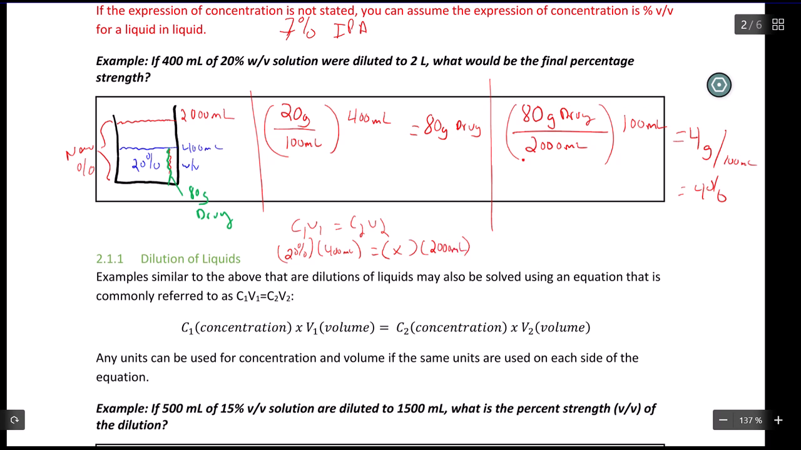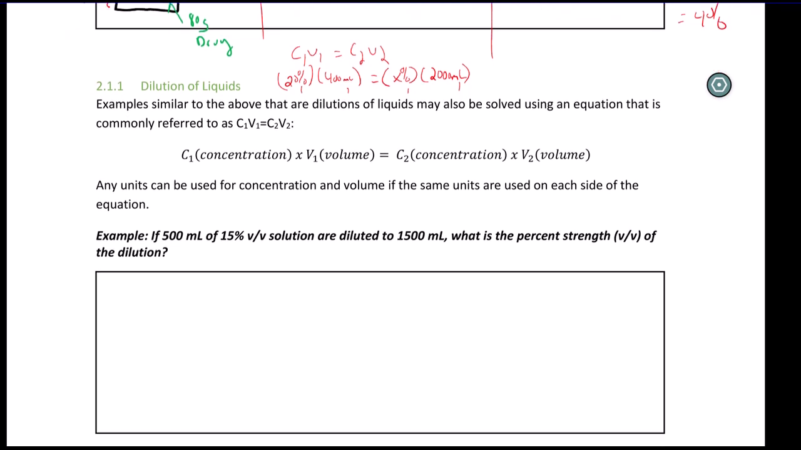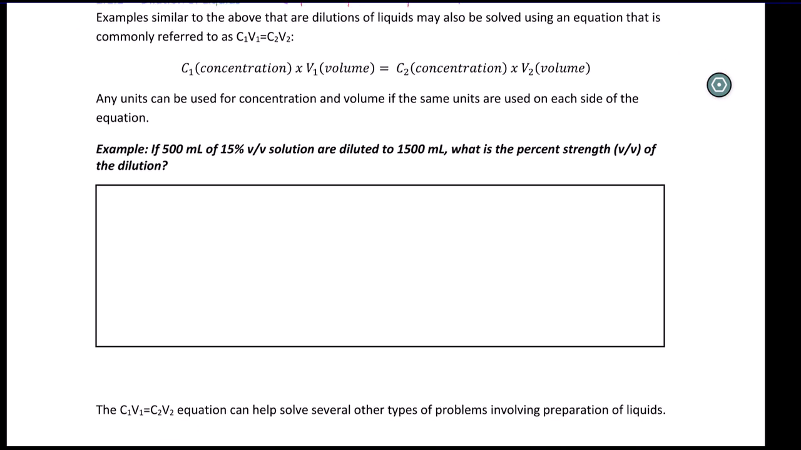Notice you have to have the units be the same on both sides. Doesn't really matter what they are, but the units have to be the same on both sides. So you couldn't have mLs on one side and liters on the other. You'd have to always have the same thing, and that equation will work. And you'll notice if you do that, X will give you the 4%. So let's do another example where we utilize this.